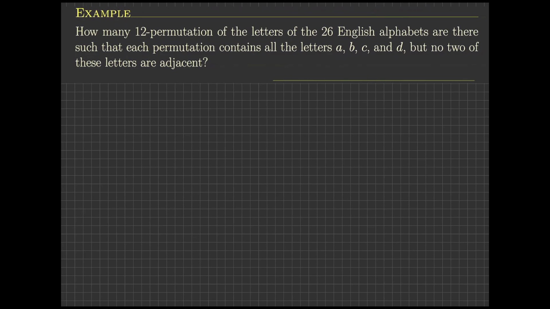Be careful, it is 12 permutations. There are 26 English alphabets. We don't want all of them. We want 12 permutations. But we still have more constraints. In these 12 objects, the letters that I choose, A, B, C, and D have to be there, but they shouldn't be adjacent. So the constraints are more. So I want you to think about the problem yourself a little bit.